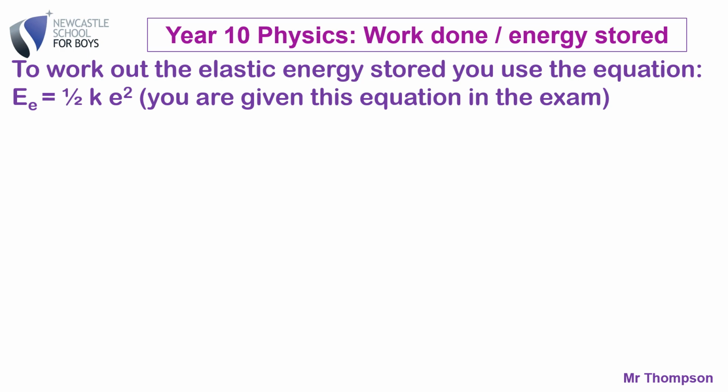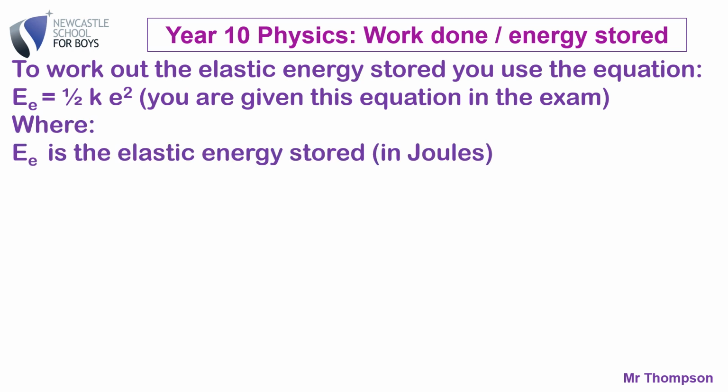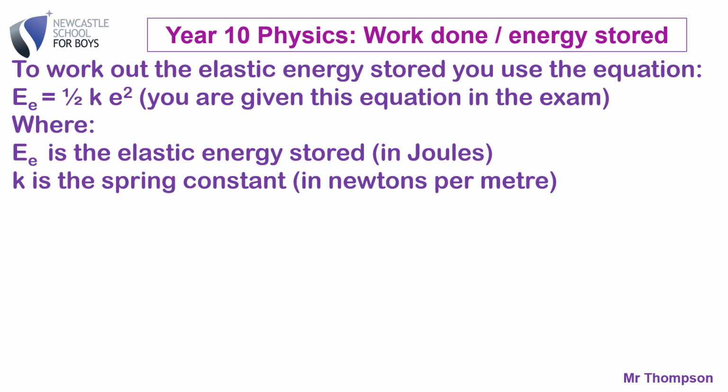Just to explain what this equation means, you are given it in the exam. You do not need to learn it. It's given on a sheet in the exam. So the capital E always means energy, and the little e next to it means elastic energy. That's always measured in joules. Energy is always measured in joules. K, just like the last equation, is the spring constant, newtons per meter, and E is the extension in meters.